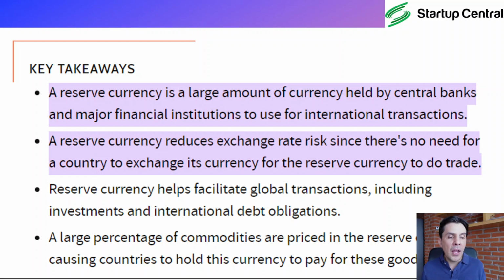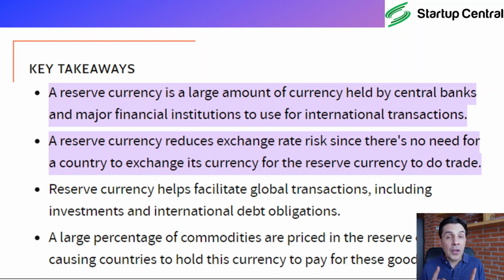And number four, a large percentage of commodities, let's say grains, gold, silver, and all that, are priced in the reserve currency, causing countries to hold this currency to pay for these goods. So I'm sure my country, your country, will need to import things to produce or to feed people, and those are quoted usually in dollars.